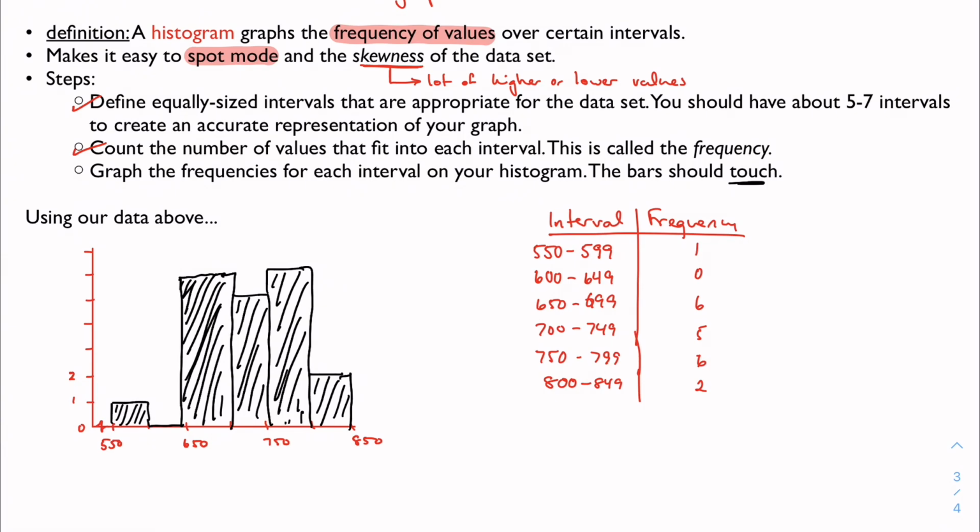So it doesn't give us the exact mode, but it gives us what we would call a modal class, where we can say that most of the data falls in either the 650 to 699 or the 750 to 799 range, and that number is going to change based on how you set your intervals. So it gives us an estimate of the mode, and if there's a lot of 800s or a lot of 500s, we would be able to see that really clearly as well, which is helpful. So that's our histogram.